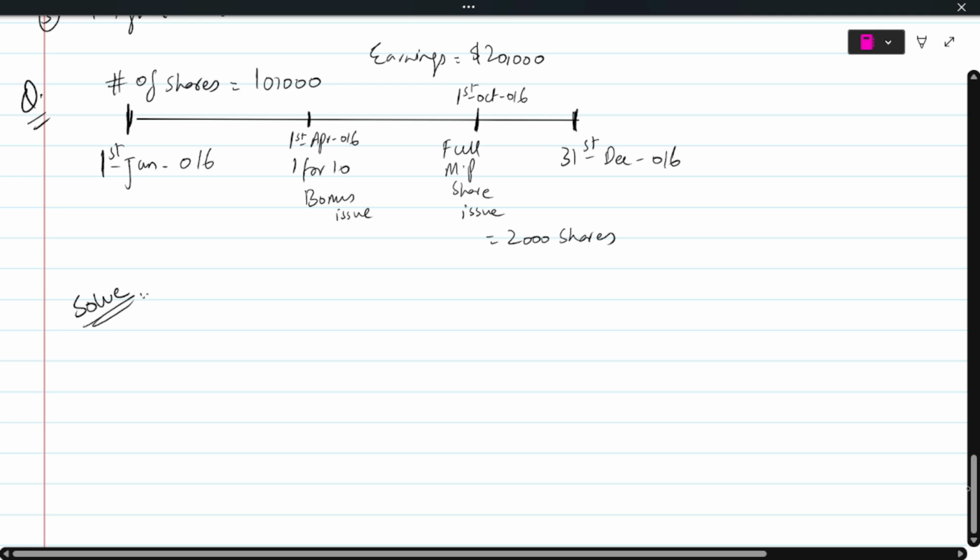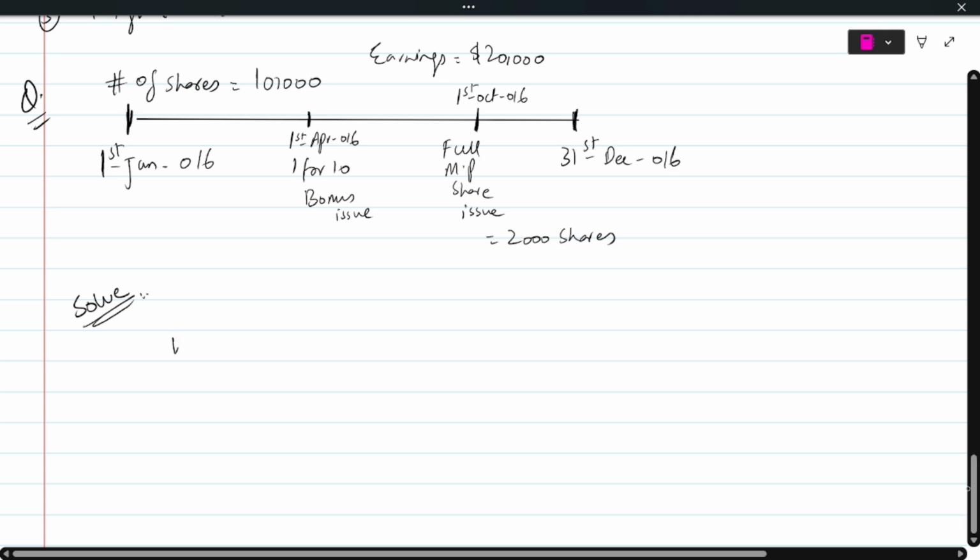First of all, there's a bonus issue. And bonus issue, you guys know, is adjusted from the start of the year, correct? Whereas the full market price share issue is not adjusted from the start of the year. It is adjusted from where it happens. For example, in this case, 1st October, right? So we will look at it later. First thing first, the bonus issue. We will adjust it from the start of the year. Second thing, there is a full market price issue in this year, right?